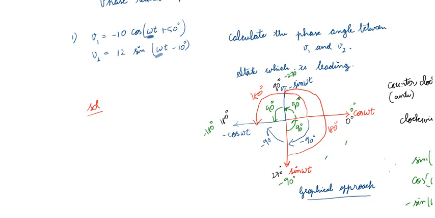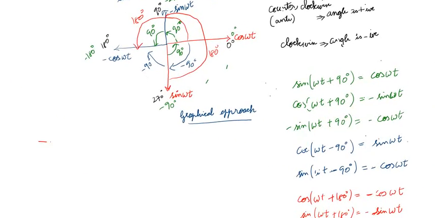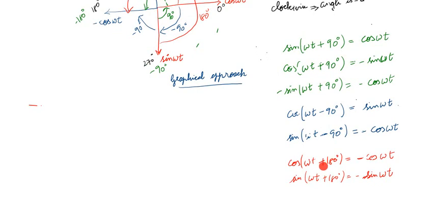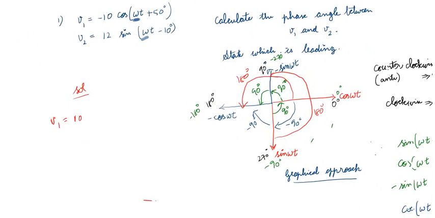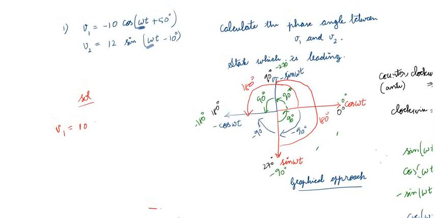Okay. So I am going to write V1 as positive. So converting minus cos to plus cos. Well, how will you do? Converting the minus cos to plus cos, you just add the angle 180 degree, that's it. Minus cos to plus cos, you just add 180 degree. Or you can subtract 180 degree, both are same. Plus 180 degree or minus 180 degree. So it becomes 10 cos omega t plus 230 degree.